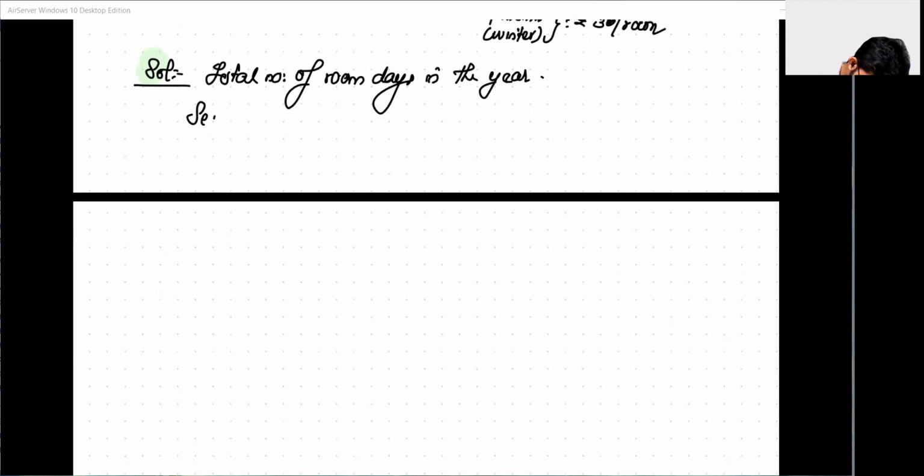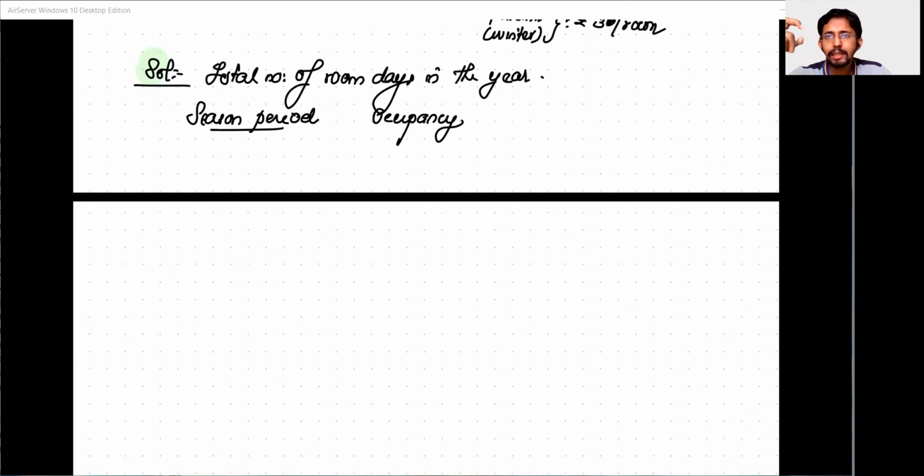So both have to be computed separately. So you have season period, then occupancy. Whenever you get the season, you will have to convert that into the equivalent rooms. See, here you have two types of rooms. One where the rate is full during season, whereas in off season you are charging only 50%. So if you want to compute the equivalent units, the 2 room days in the off season have to be considered as equivalent to 1 room day in full season.